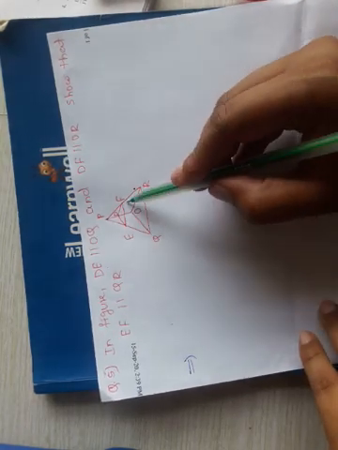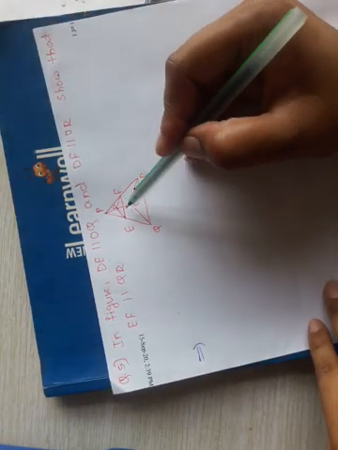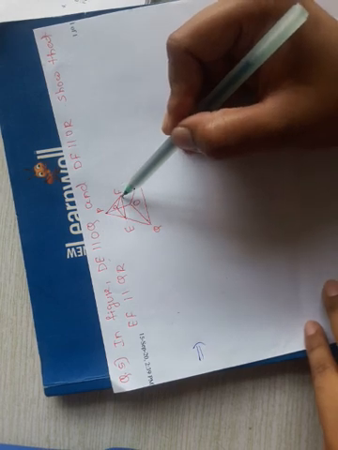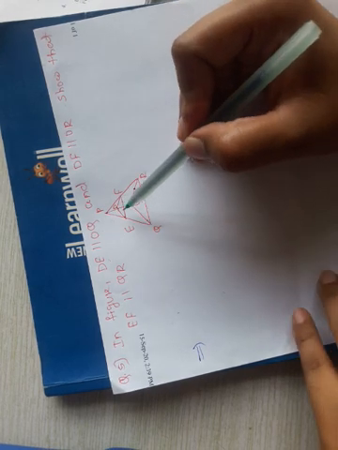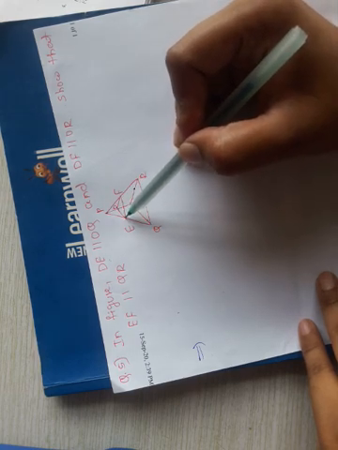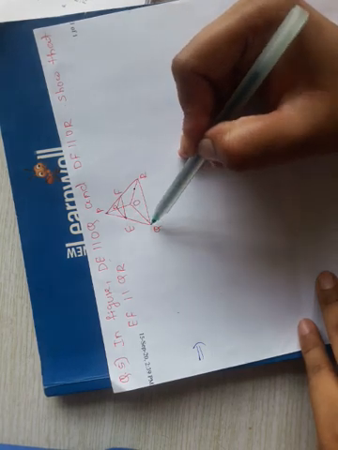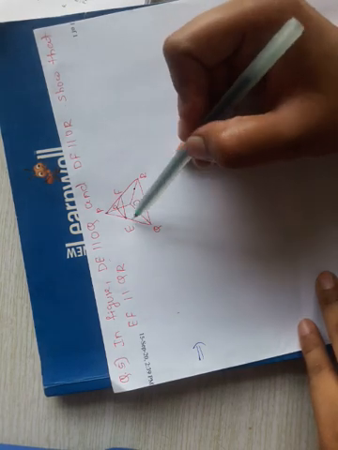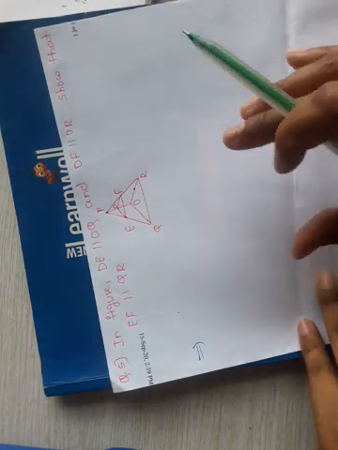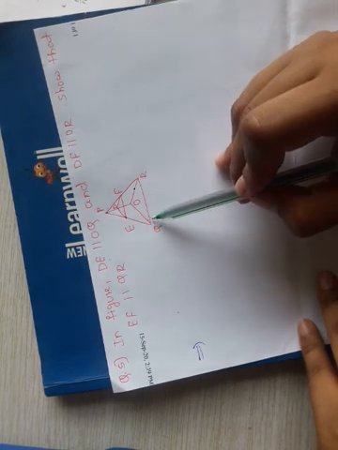So if we have to show this EF parallel to QR, then we have to find out the ratios. Which ratios do we have to find out? The ratios in which points E and F divide the lines. See here, in this triangle PQR, point E divides PQ and point F divides PR. So the ratios are PE upon EQ and PF upon FR. If PE upon EQ is equal to PF upon FR, then and only then can we say that EF must be parallel to QR.